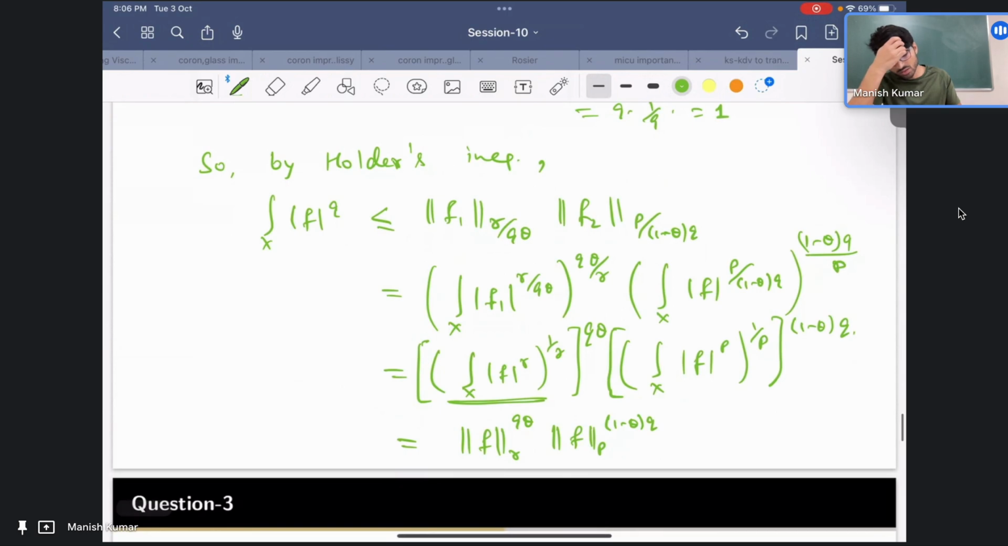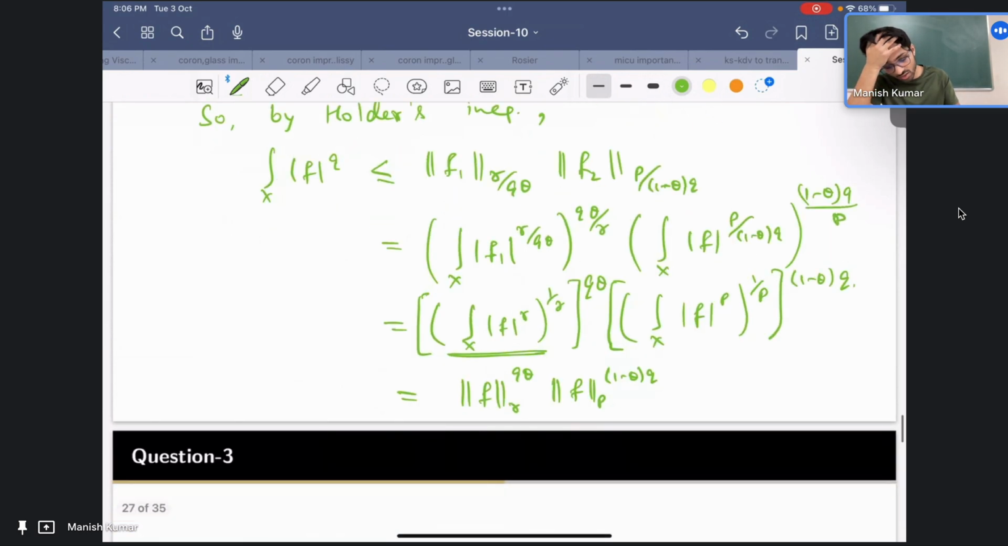Now, what does this show? This shows that this is finite, right? You know that this is finite and this is finite, because f is in L^R and f is in L^P. So this is finite, this is finite. Okay, so we are done. That inclusion is clear, but let us try to move a bit further.